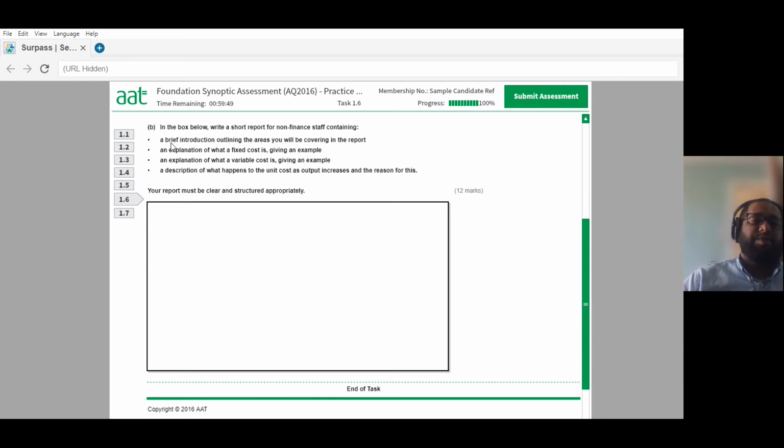So before you do that, you have to give a brief introduction outlining the area. You will say, here I'm going to be explaining what fixed and variable costs are, and the behavior of the unit cost as the output increases, and then you explain the reason for that. Okay, so that can be done later on. So what is the fixed cost? Fixed cost is something that does not change with the level of production.